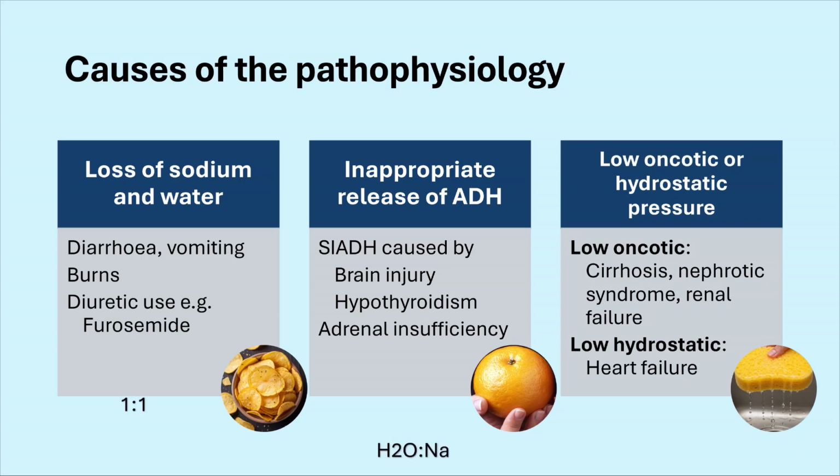Now, for understanding purposes, if we put a ratio of water to sodium, generally people who lose both sodium and water typically have a ratio of 1:1. In people with an inappropriate release of ADH, the ratio of water to sodium is about 2:1. And in people who have low oncotic or hydrostatic pressure, the ratio is about 5:1 or more. So there's much more water in the people with low oncotic and hydrostatic pressure.